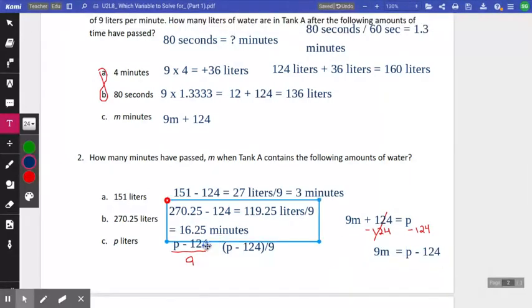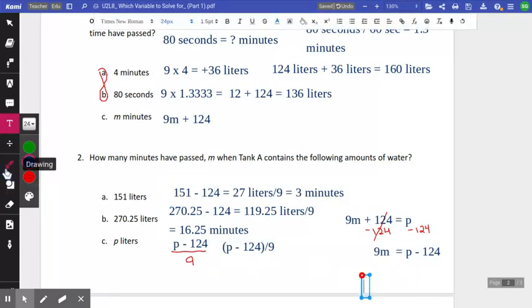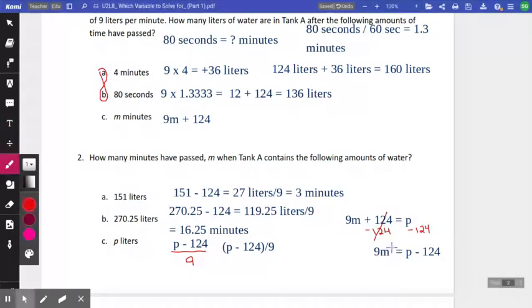Notice that's the first part we have here. We've got, each time I was taking whatever that amount of liters was and subtracting 124. Now the second part to solving this equation here, if I want to solve for minutes, means I want to get m all by itself. I want to get rid of the 9. Right now this says 9 times m. When you're solving things, you're always doing the opposite operation. So instead of multiplying by 9, I could divide by 9.